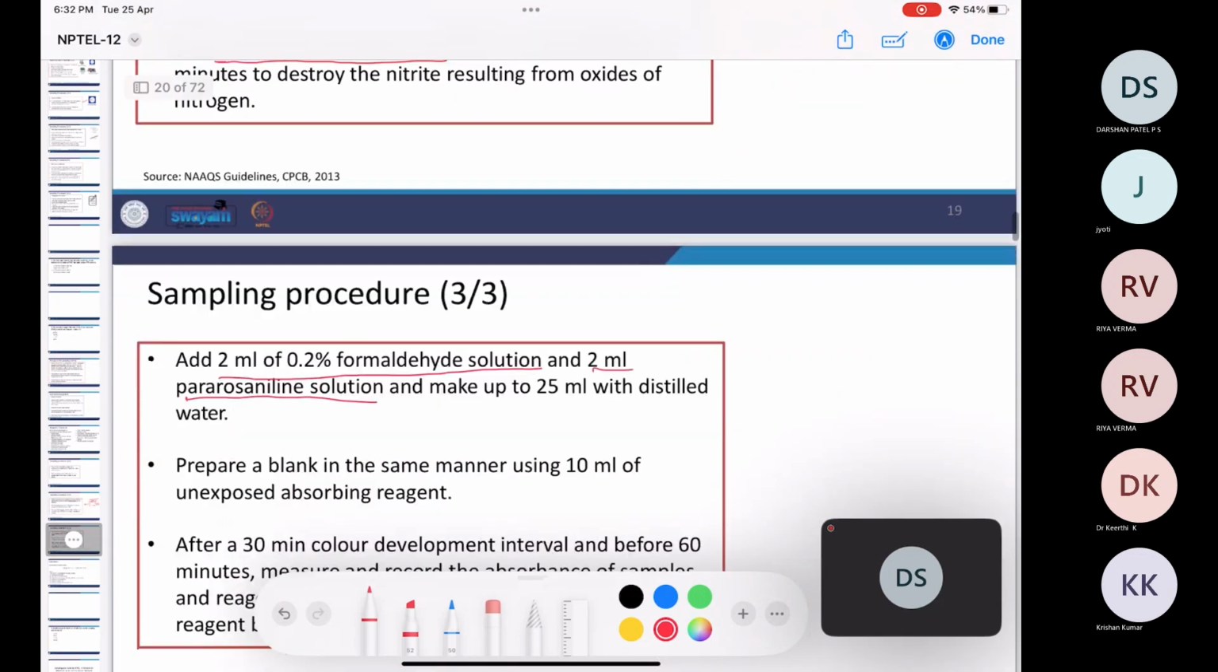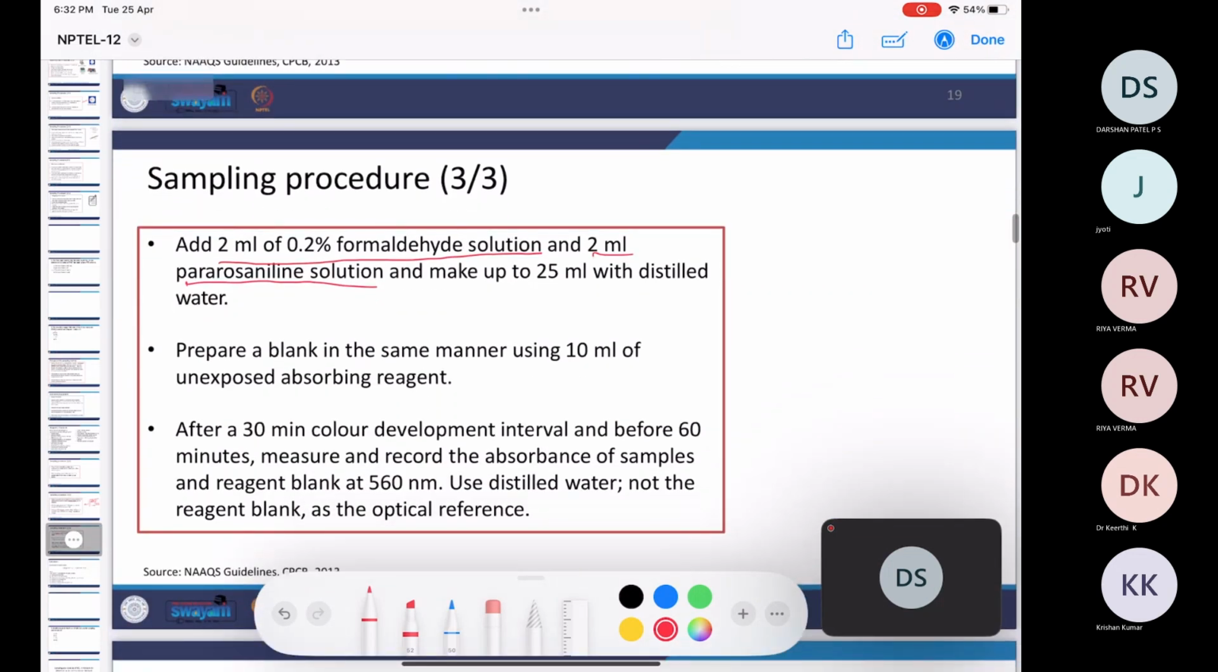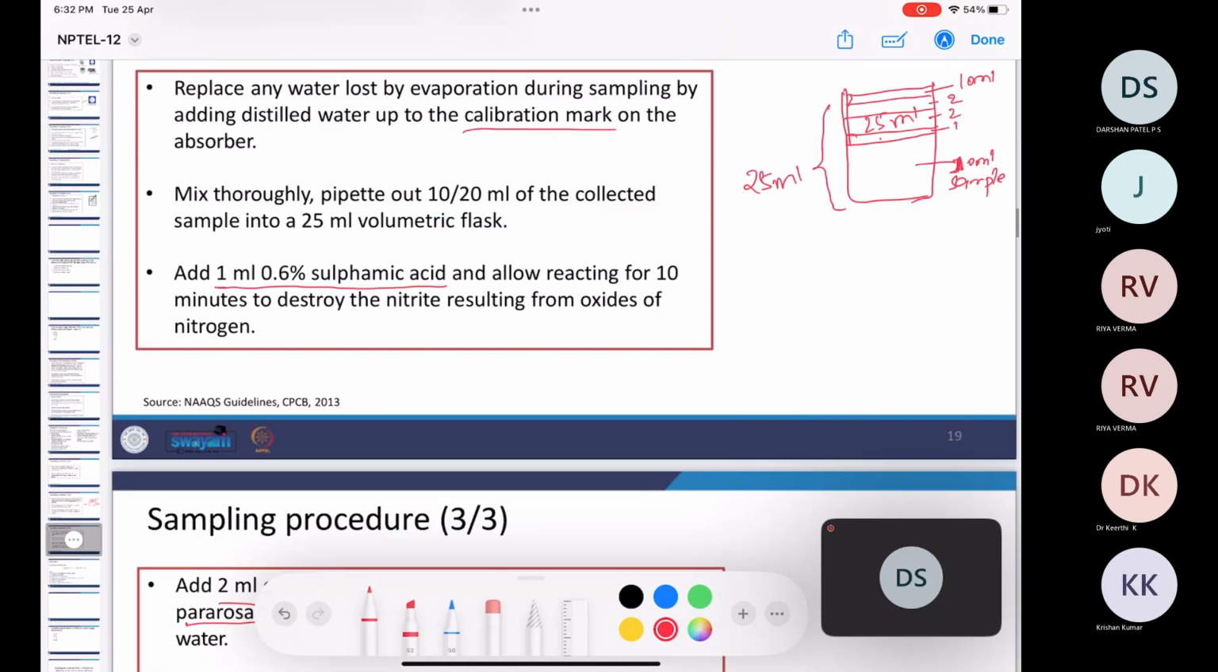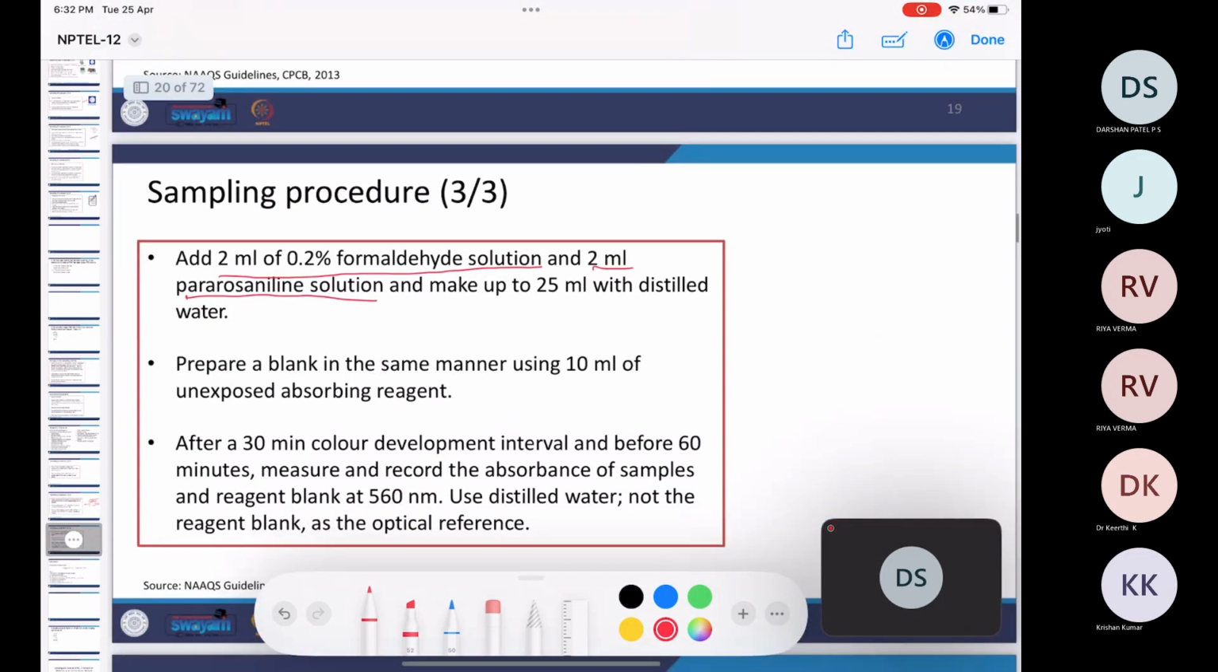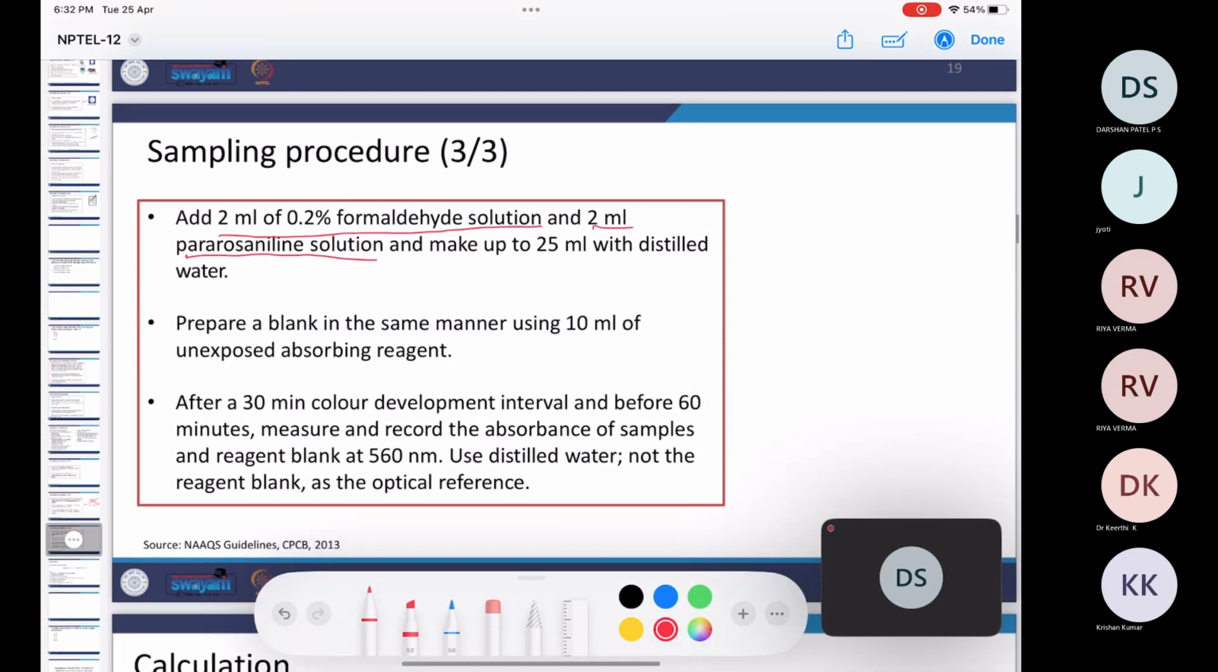Now I guess you can understand how the sample is prepared. It's in the same manner. We'll be preparing a blank solution, and instead of using 10 ml of this absorbent sample, we will be taking 10 ml of unexposed absorbing reagent.